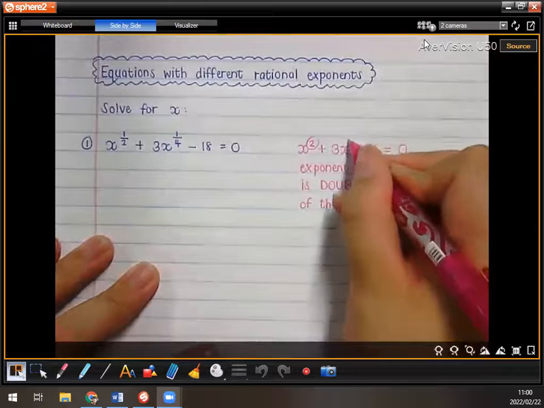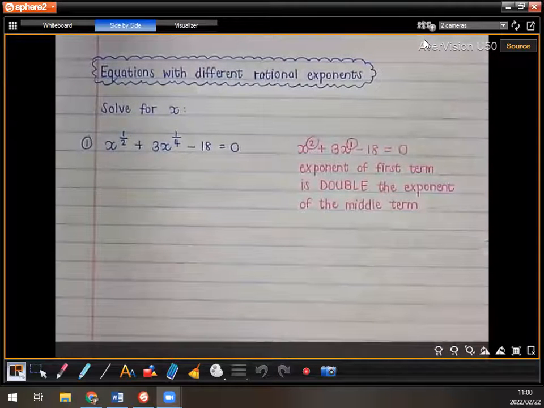Circle the 2 and the 1 there, those are the exponents that I'm talking about. The exponent of the first term is double the exponent of the middle term. And then the last term is a constant. Okay, the last one doesn't have anything.